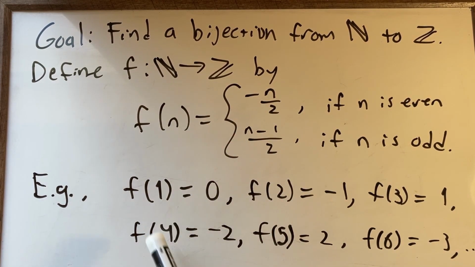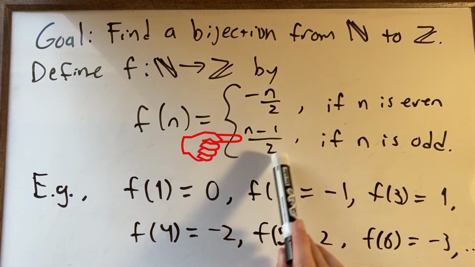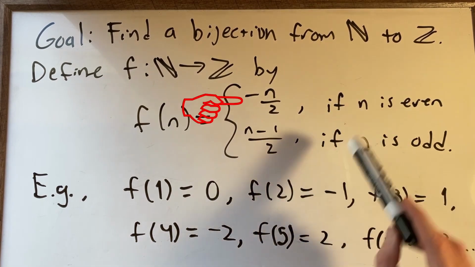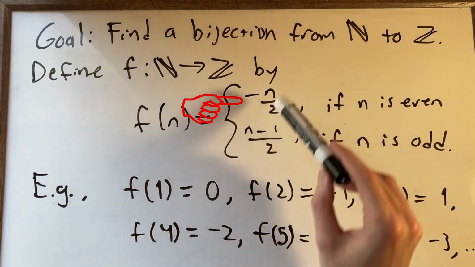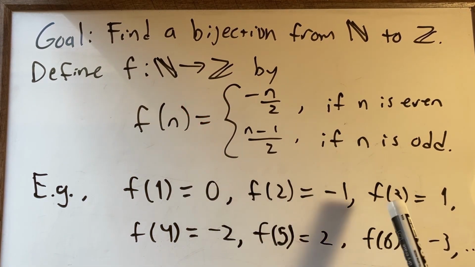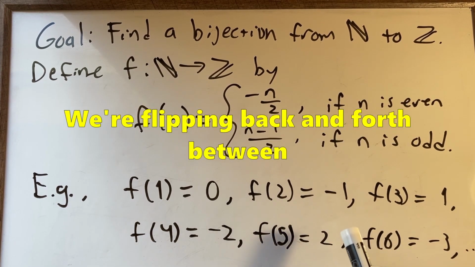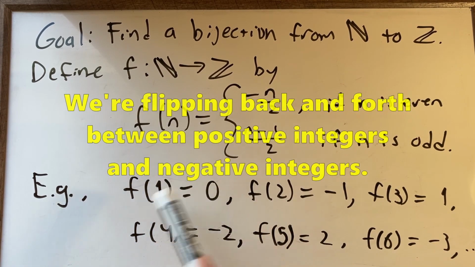F of 1, well, 1 is odd, so we put it down here. So that's like saying 1 minus 1 over 2, which comes out to 0. F of 2, well, 2 is even, so we go up to the top case. The 2 goes in there and it becomes negative 2 over 2, which is negative 1. F of 3 is positive 1, F of 4 is negative 2, F of 5 is positive 2. You can probably start seeing the pattern here, that we're flipping back and forth between assigning our natural numbers to the positive integers or to the negative integers. And of course, we cover 0 in that initial case.